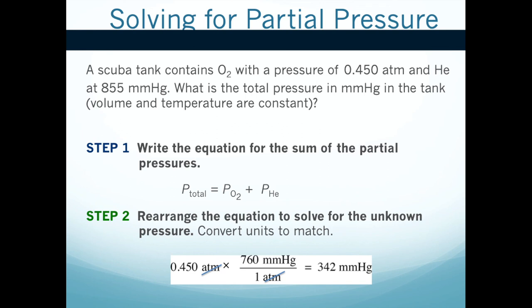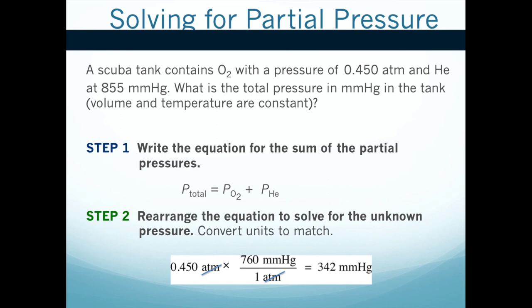A scuba tank contains oxygen with a pressure of 0.45 atmospheres and helium at a pressure of 855 torr. What is the total pressure in torr in the tank? Everything's in the same tank, so you know that volume and temperature are staying constant. We're just worrying about pressure here. We're being asked for the total pressure, which is the sum of the pressure of oxygen and helium. So we just have to add up our two numbers.